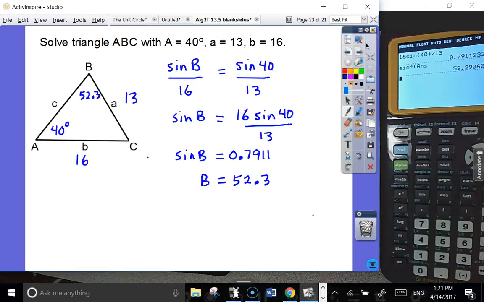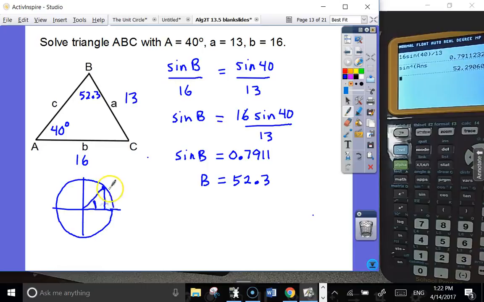Remember, on the unit circle, what does the sine equal? What does that represent? It's the y coordinate, right? So if I'm looking at the unit circle here, 52.3 is about right there. So what we're saying is the sine of our angle right there is 0.7911.